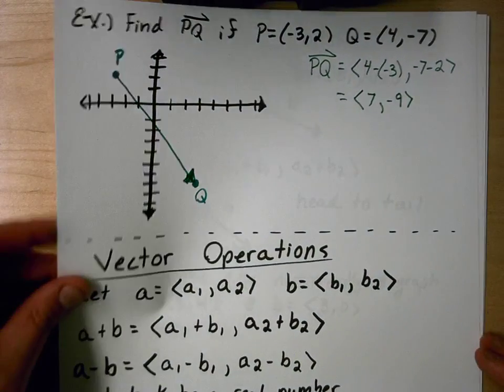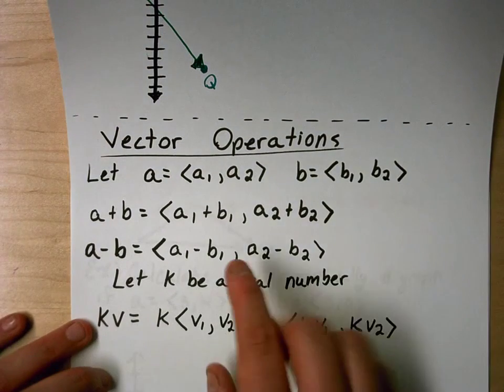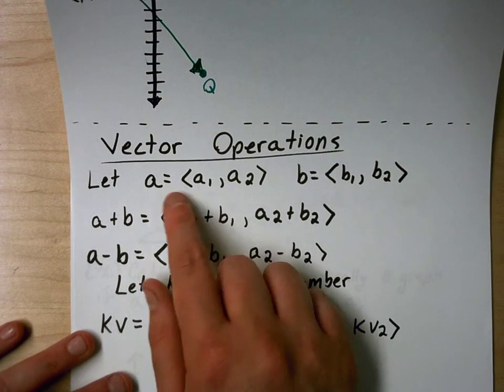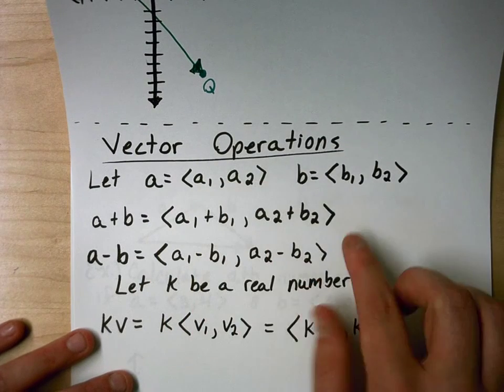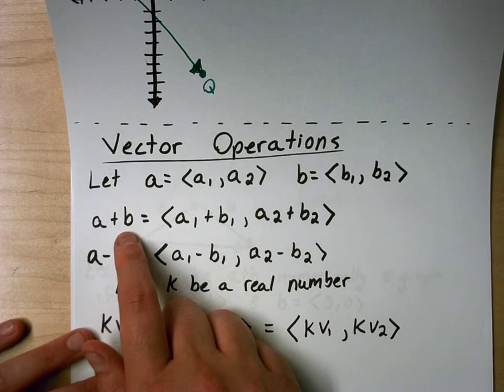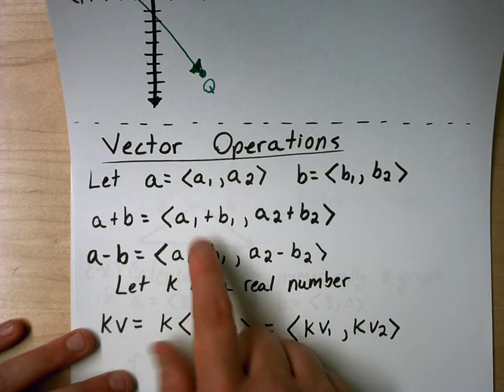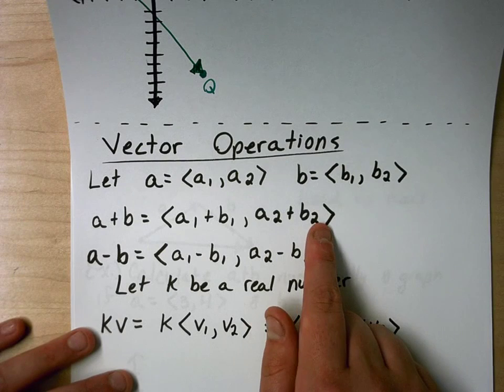All right, let's talk about how we can operate these vectors together. So let's say I have two different vectors. I have a vector A, denoted by (A1, A2), and I have vector B, which is (B1, B2). Then adding two vectors together is the same as adding their horizontal components together and their vertical components together.